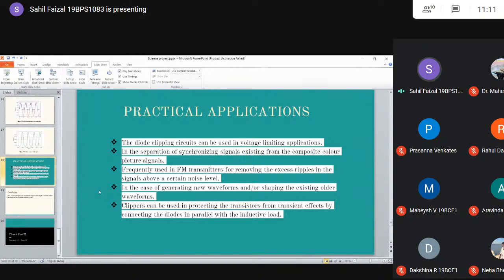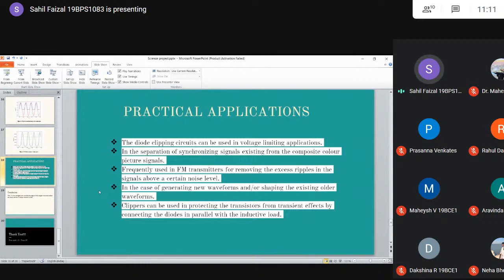And clippers are also used in transistors to protect the transistors from transient effects by connecting the diodes in parallel to the inductive load. And in generating new waveforms or shaping existing waveforms, and frequently in FM transmitters for removing excess ripples and signals above a certain noise level. These are all the possible practical applications of the negative diode clipper circuit.